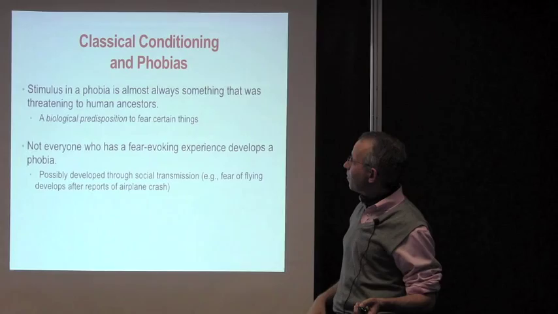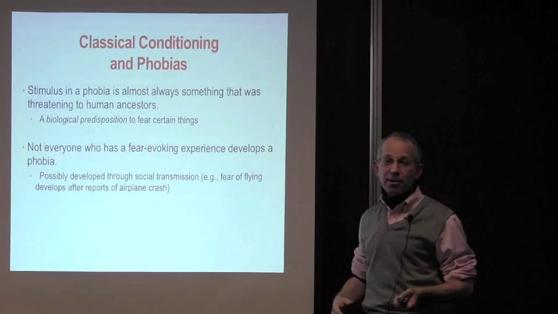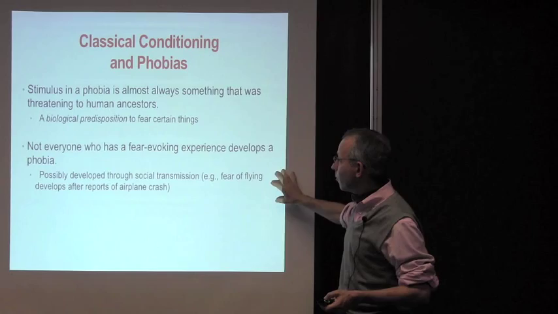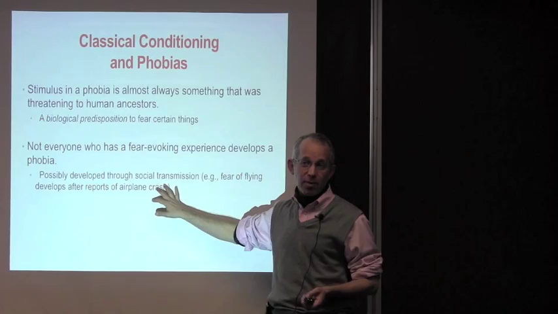Stimulus is almost always something that was threatening to human ancestors. So we tend to have a biological predisposition to certain things. So it's more likely to develop phobias to snakes than to rabbits. But not everyone who has a fear-evoking experience develops a phobia. And so you can also have social transmission, as you talked about, in certain cultures snakes are considered evil.